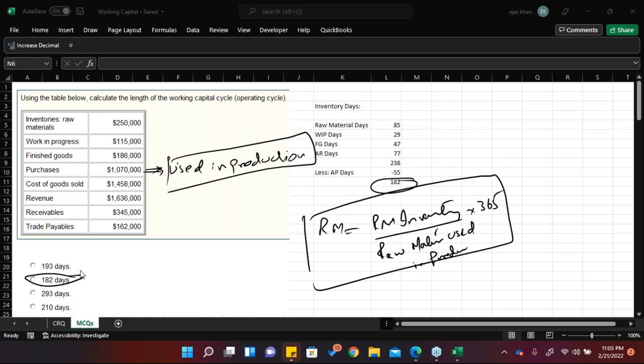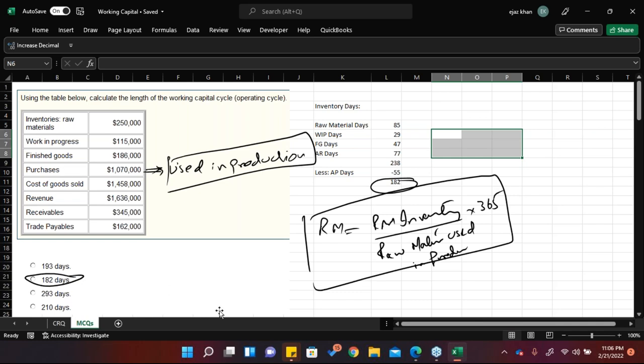So in an MCQ, you always have the option, right? The examiner cannot give an answer in which if you use purchases, you get 182 days, and if you use cost of goods sold, you will get a particular answer, and he will give that answer as an option as well. No, it won't happen. So in case cost of goods sold isn't used, then use purchases to see whether the answer is matching. But most of the times in the exam question, when the examiner asks you to calculate raw material days, it usually gives the total cost of raw material used in the production. So the examiner will usually not ask you to assume purchases to be used.